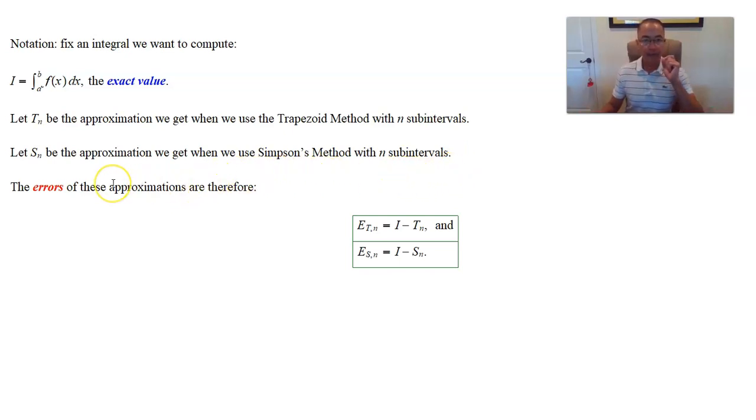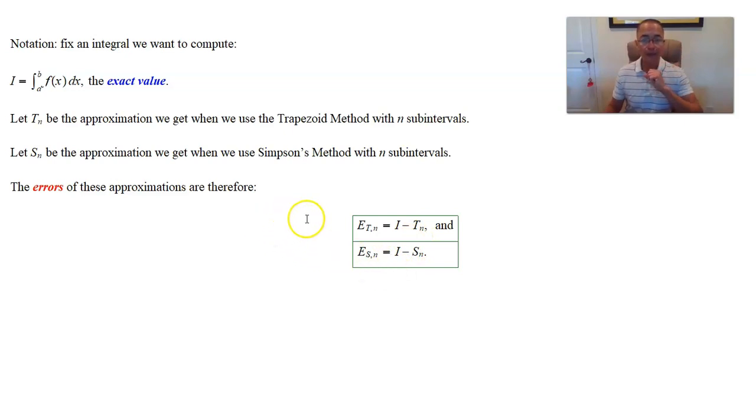Now, the error, in almost any scientific discipline, is almost always the exact answer minus the approximation. So E sub Tn will be the error for the trapezoid method using n subintervals. It will be the exact answer I minus the approximation. As it is, it could be positive or negative. If our approximation is slightly less than the exact answer, then this will be a positive number. Or maybe it's slightly more, then this will be a negative number.